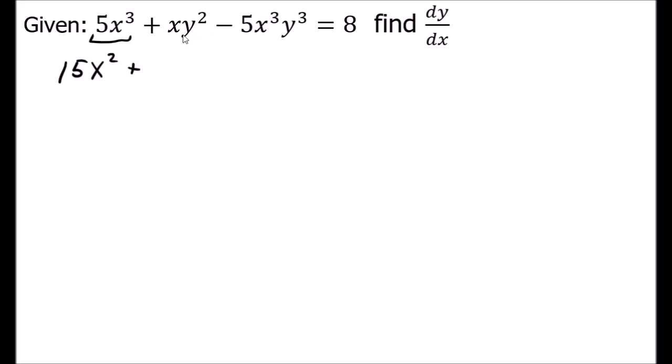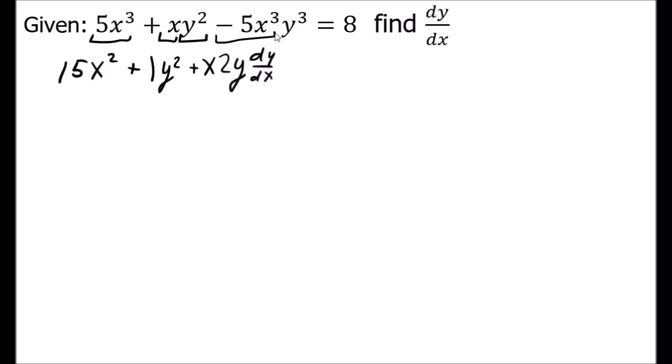The second term, now this is a product. It's a product of two functions, x times y squared. So I need the product rule, right? The derivative of the first guy, the derivative of x is 1, times the second term, y squared, plus the first term times the derivative of y squared, which is 2y. But every time you take the derivative of a term with y in it, you have to add the dy/dx, which of course just means the derivative of y. I could write y prime, but it starts looking confusing if I do that.